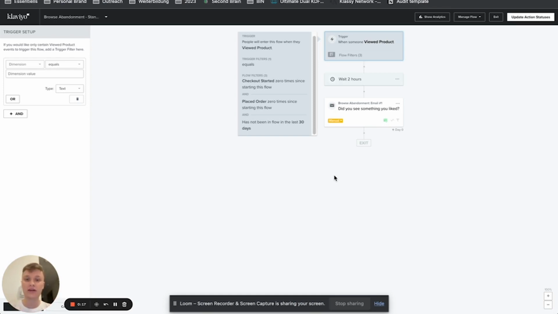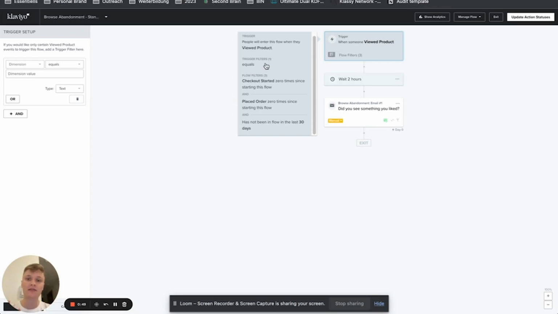So in the first case, let's start with the actual trigger in and of itself. What is a trigger? A trigger is basically the start of a flow. For example, when someone views a product, the flow gets triggered by this action that someone has done. It can be a view product, a checkout, they got added to a list, they placed an order, whatever the case, there's always some sort of action that has been taken that leads to the flow starting.